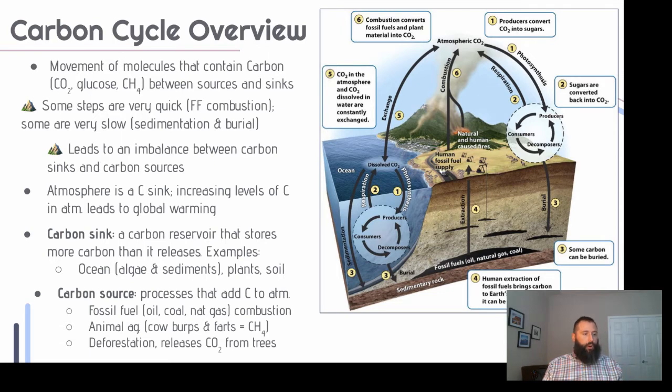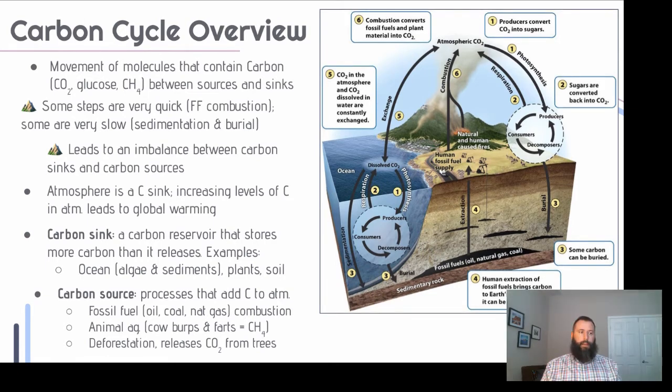Other sources of carbon is animal agriculture, right? Some of the gas that those animals produce, methane, contributes to global warming as well. Deforestation is a source of carbon. As large stands of trees are cut down, that carbon dioxide that was stored within the trunks of each of those trees can be released.